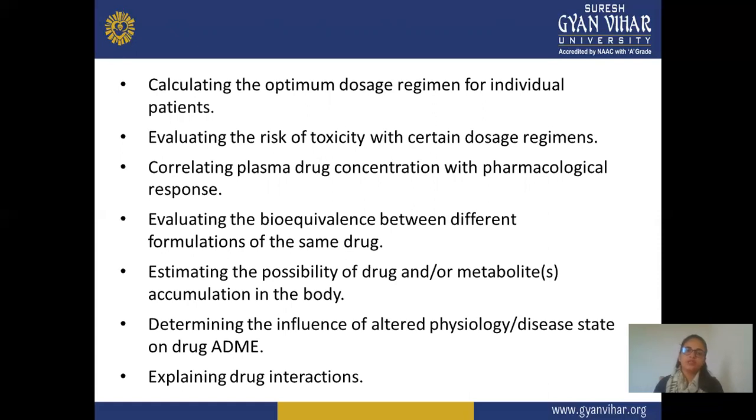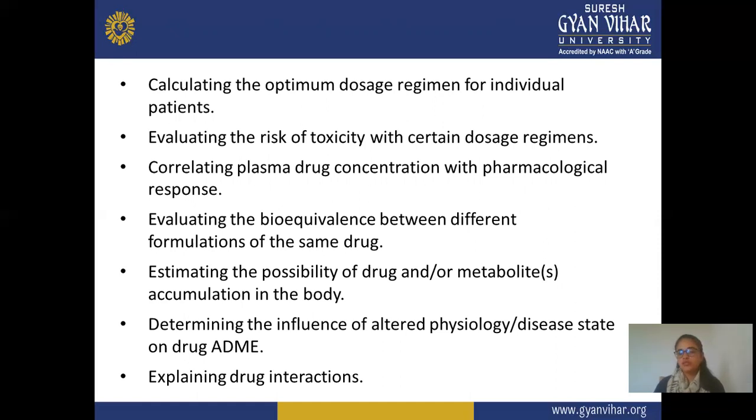Next is correlating plasma drug concentration with pharmacological response. Means how much drug is showing the pharmacological response, with the help of plasma drug concentration. And next is evaluating the bioequivalence between different formulations of the same drug. Means you can check the bioequivalence of a particular drug with the help of the same formulation of the drug. Next is estimating the possibility of drug or metabolite accumulation in the body, how much drug or metabolite is accumulated in the body.